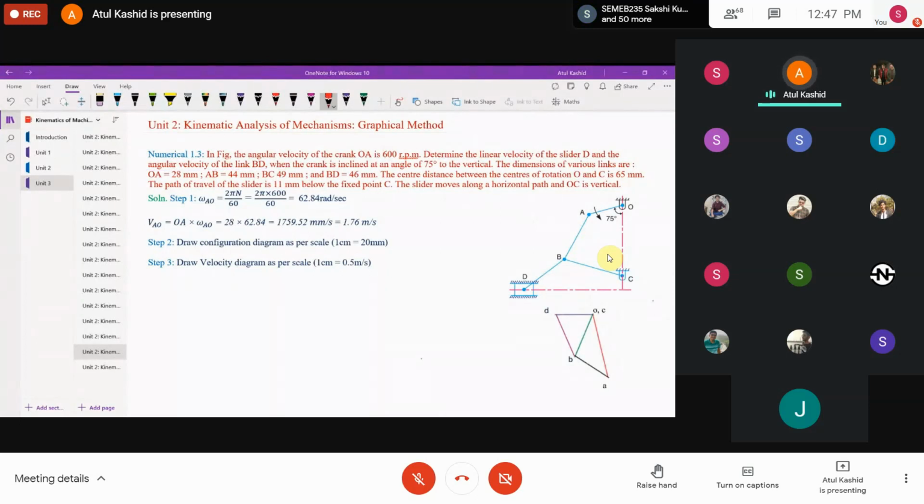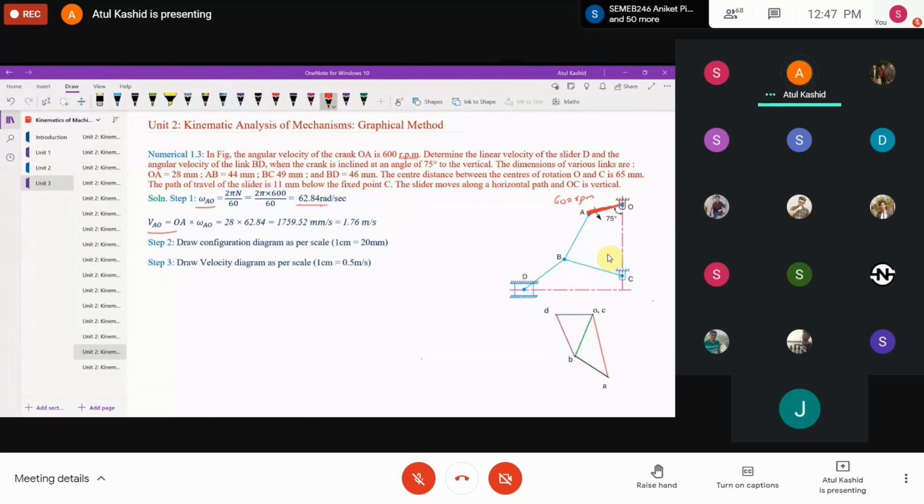So obviously we'll start with step one, calculating the velocities. Here we have identified the input link, and it is OA, right? For this OA, we have the RPM 600. If you know the RPM, we can calculate the omega. So omega of A with respect to O is 2 pi N upon 60. Calculate it, and it will be 62.84 radian per second.